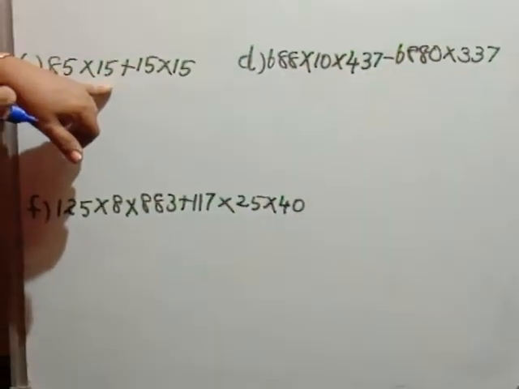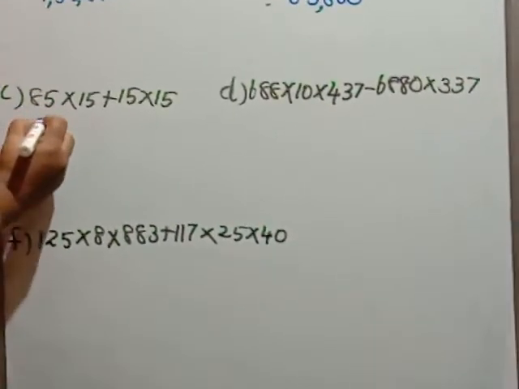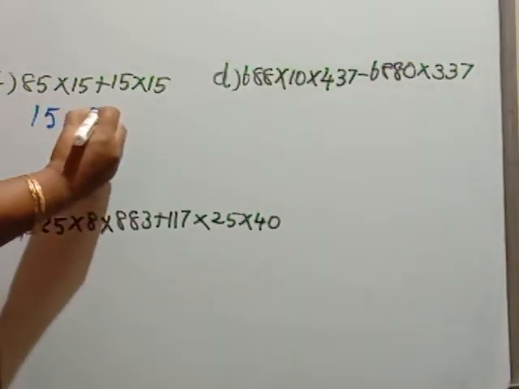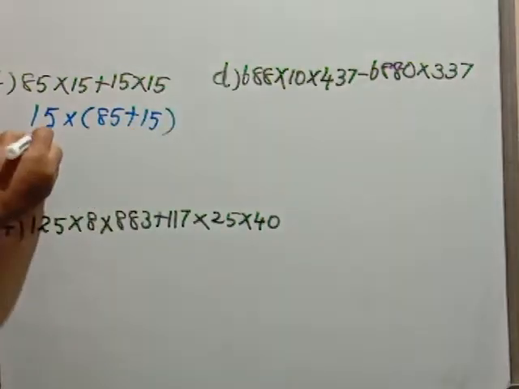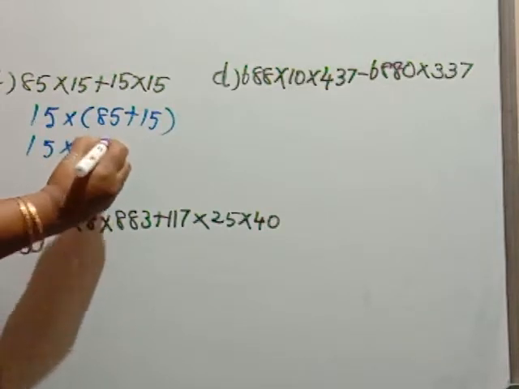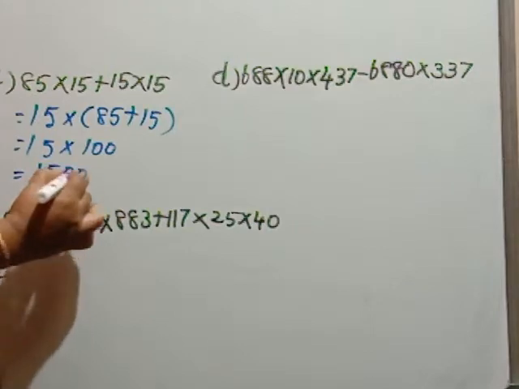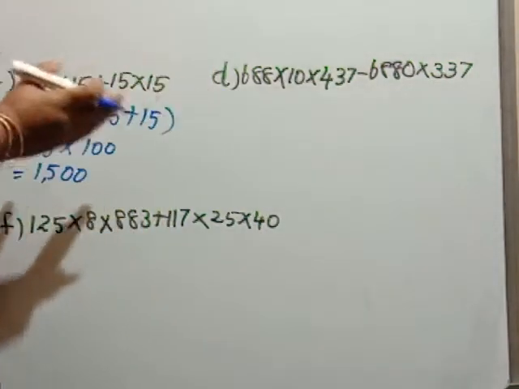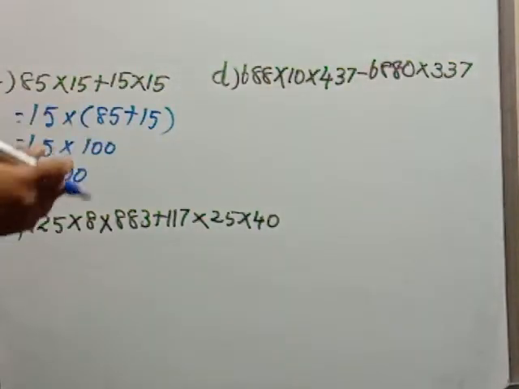Now we will move to the third sum. 85 into 15 plus 15 into 15. Here we are going to multiply the number 15 how many times? 85 times plus 15 times. So 15 into 85 plus 15, how much? 100 times. So what will be the answer? 15, add 2 zeros. Your answer is 1500. We are rearranging the numbers and combining the suitable numbers, making zeros and multiplying.